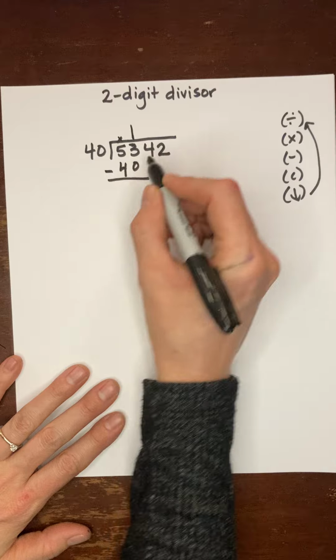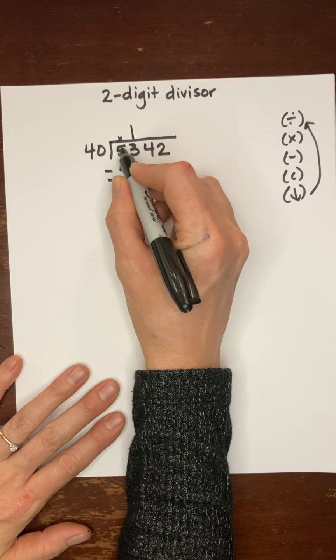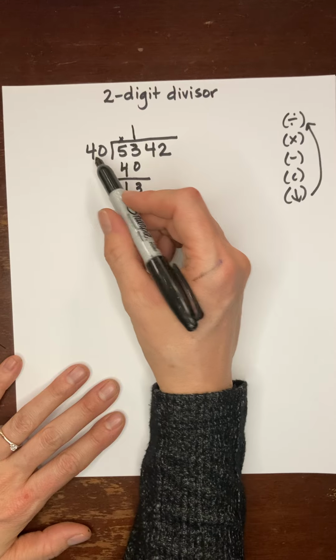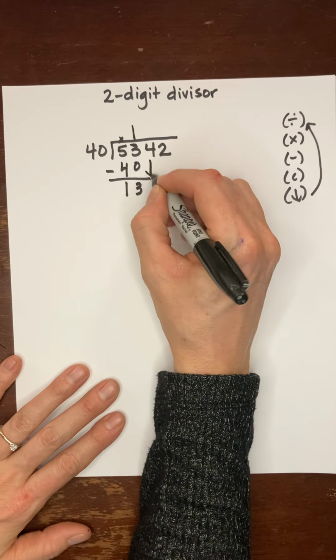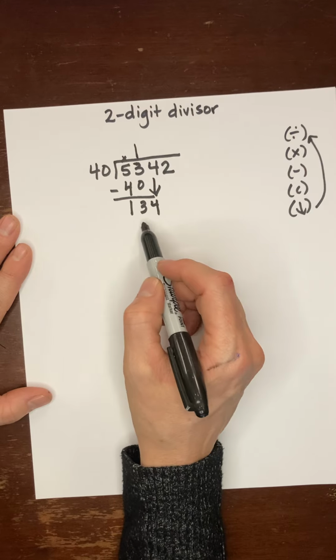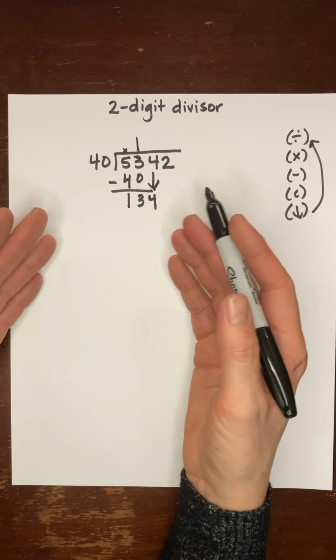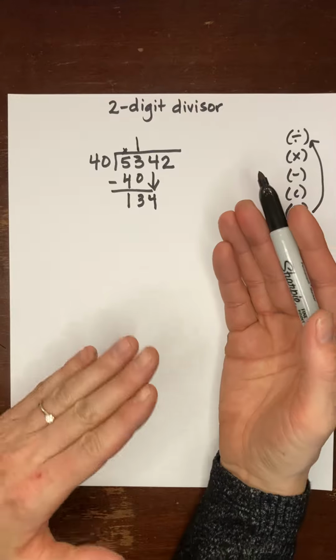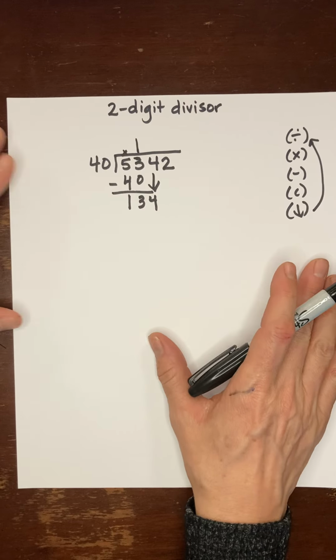Now let's subtract. 3 minus 0 is 3. 5 minus 4 is 1. Now compare. Is 13 less than 40? Yep, it is. So we can go ahead and bring down our next number, which is 4. Okay, 40 into 134. Again, there are quicker ways to do this, but you really need to be comfortable with this process and also with your times tables.